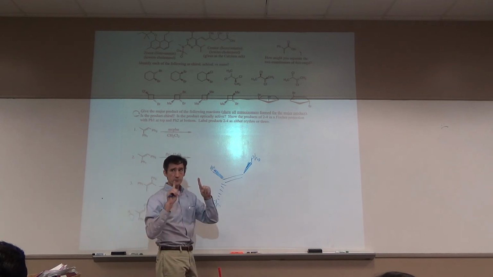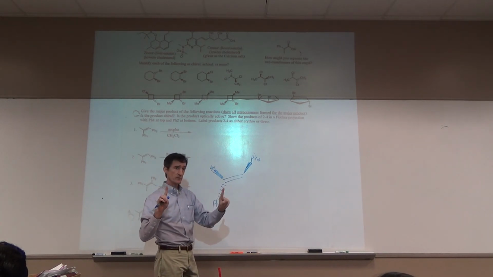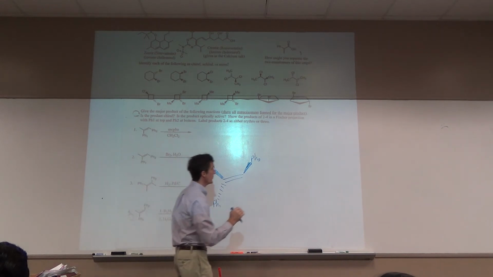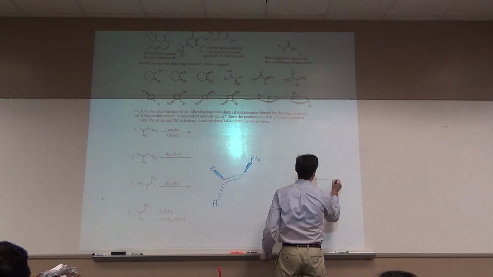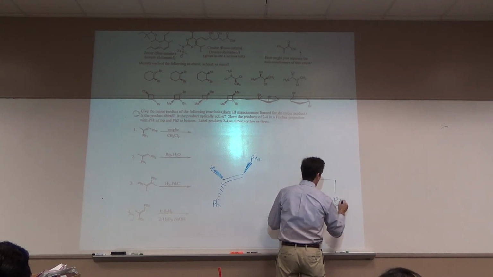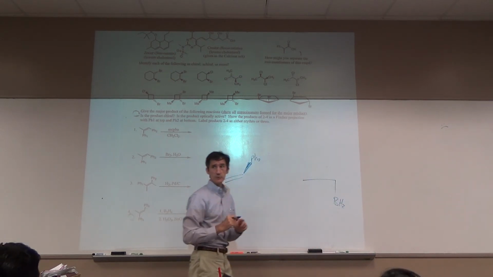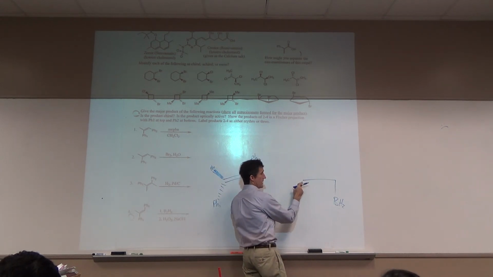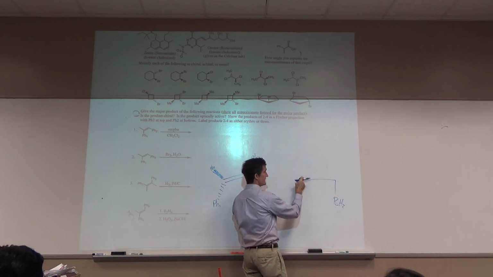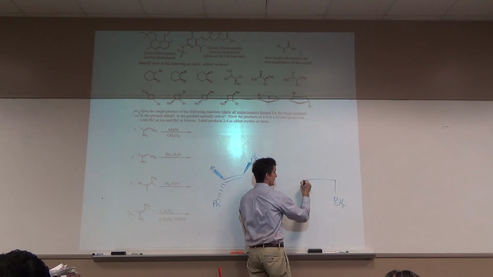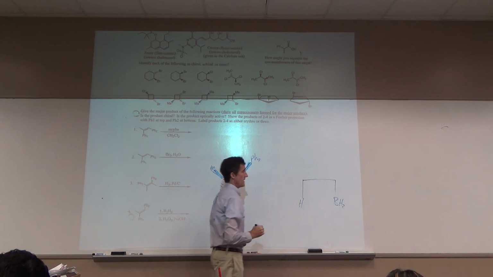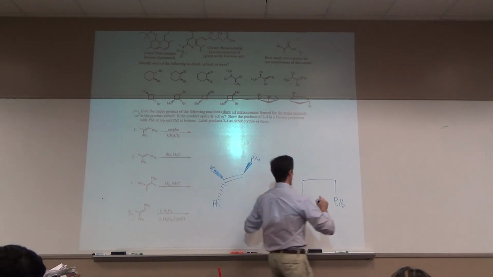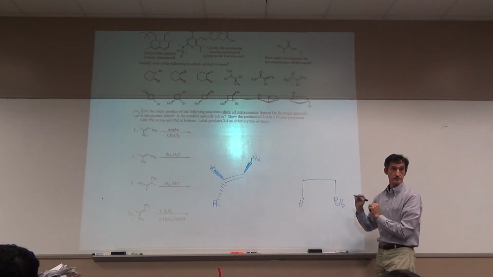Now, what's the relationship between the BH2 and the H? Are they syn or anti? They're syn, because the H comes from the boron. So we can say, hey, BH2, and the new things I recommend putting in the plane. Syn would be drawing it like this. Anti would be drawing the H up. But we know it's syn. There's the hydroboration outcome. This carbon, nothing changes.